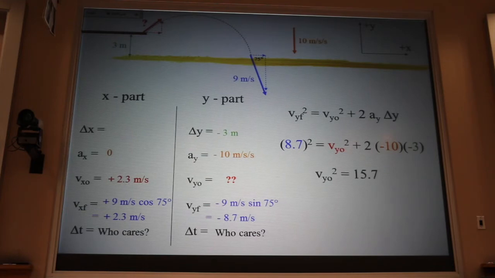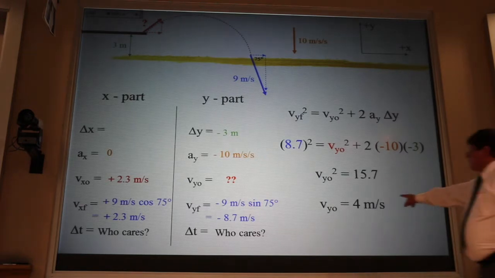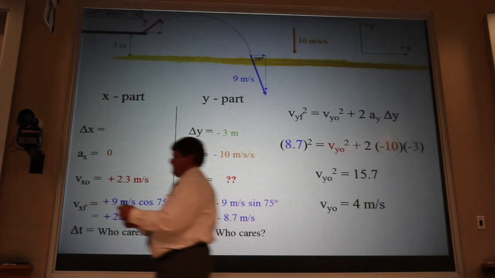Okay, now, I get V initial squared is equal to 16. That gives me the answer of V initial y is equal to plus 4 or minus 4. I choose the plus 4 because she's going up.